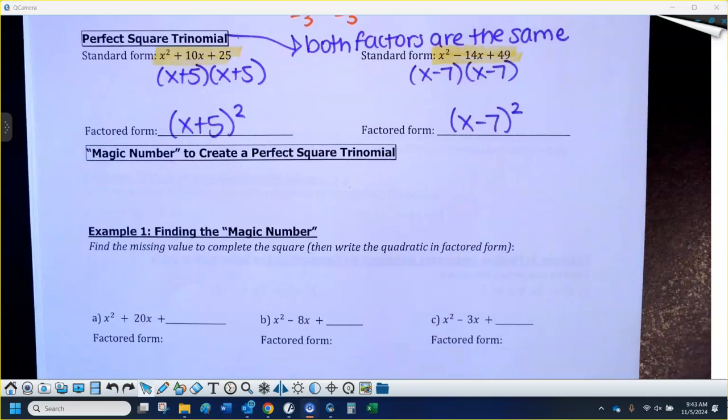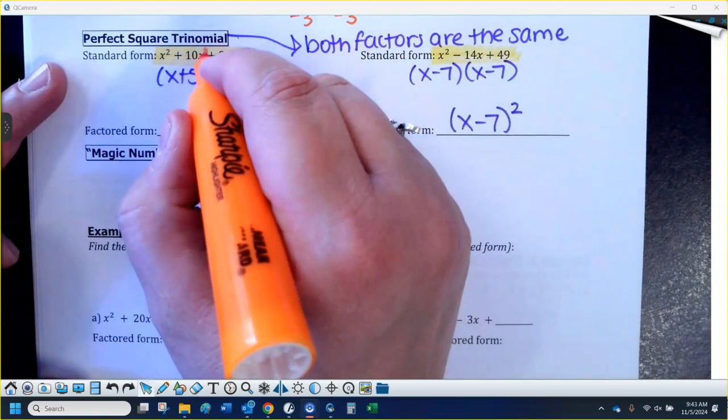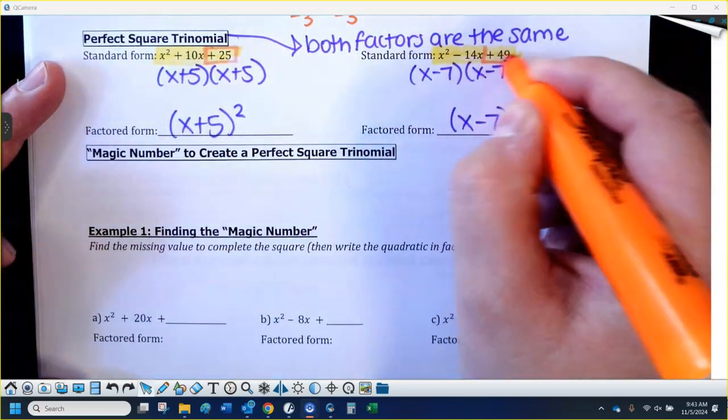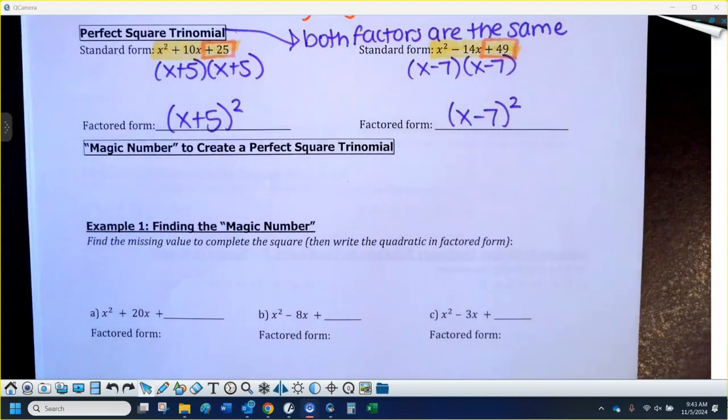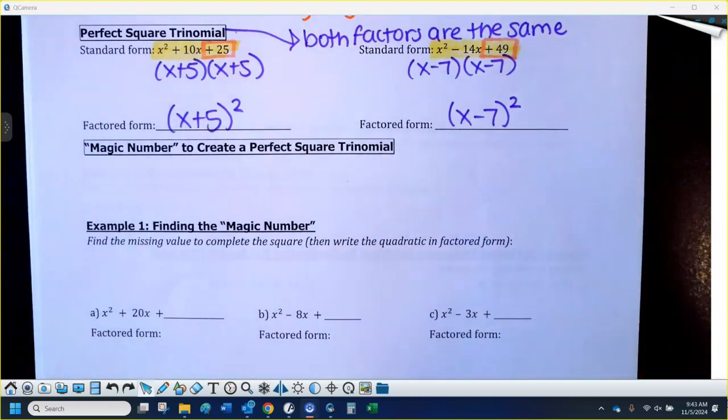Okay, the other thing I want you to notice here, and this is always the case, is this C value. I know there's only 2 examples here, but the C value is always positive. The B value can be negative or positive, but the C value will always be positive. So if we don't have a perfect square trinomial, we're going to create them in some of the questions that we're going to work on today.